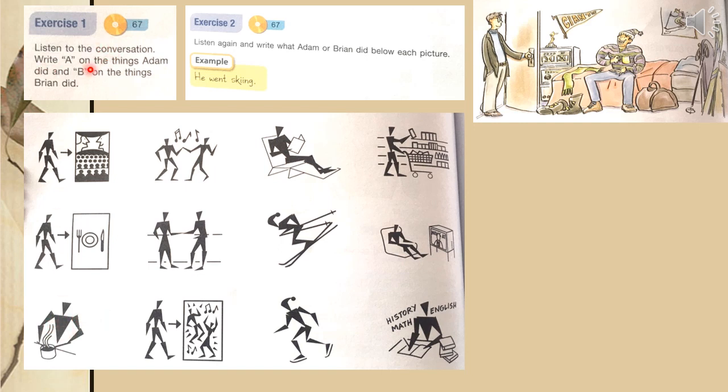Now, listen to the conversation and write A on the things Adam did and B on the things Brian did. Listen carefully. Listening task. Track 67.